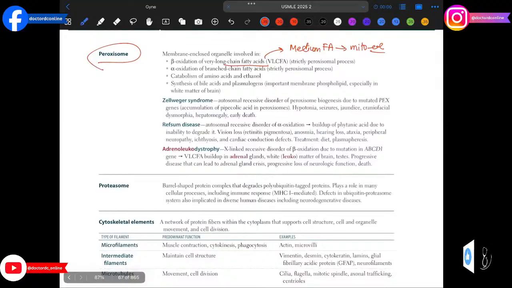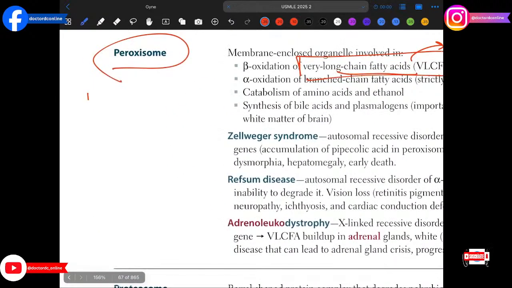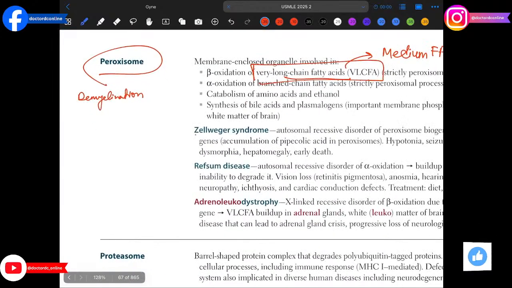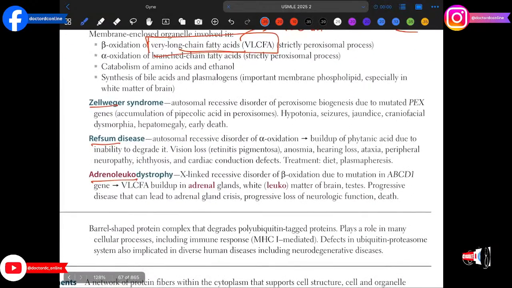Well, the main problem is that you get accumulation of very long chain fatty acids both in tissues and in the blood, and this can cause congenital disease and also diseases acquired during life. Now, in particular, the main pathology you're going to see with peroxisomal diseases is demyelination. There are three diseases of peroxisomal dysfunction which you should know for your boards: Zellweger syndrome, Refsum disease, and adrenal leukodystrophy. So, what causes these three diseases?